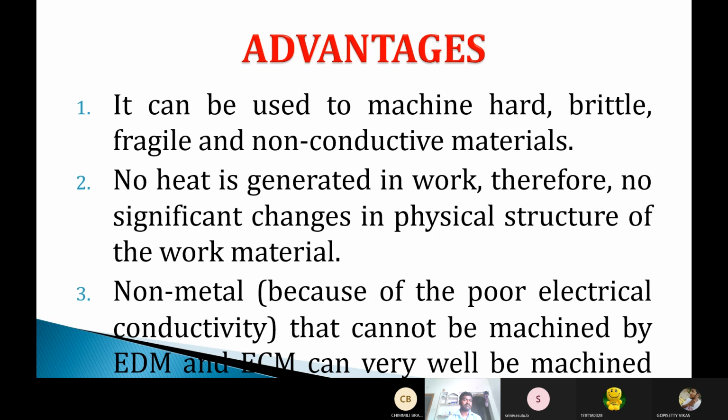Advantages. These are very important: advantages, disadvantages, and then applications. Advantages: it can be used to machine hard, brittle, fragile and non-conductive materials. Next, no heat is generated in the work. Therefore, no significant changes in the physical structure of the work material. Next, non-metals that cannot be machined by EDM or ECM, because of poor electrical conductivity, can very well be machined. EDM is electro discharge machining, ECM is electrochemical machining.